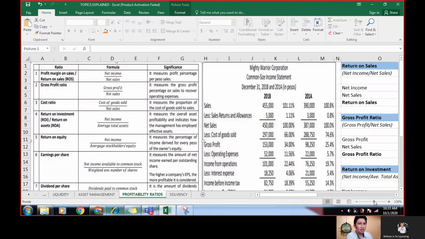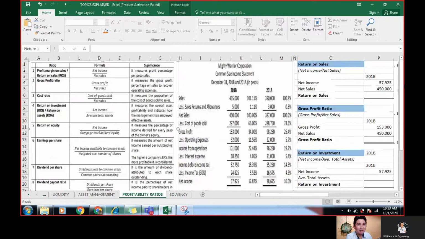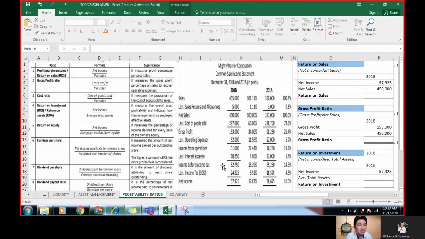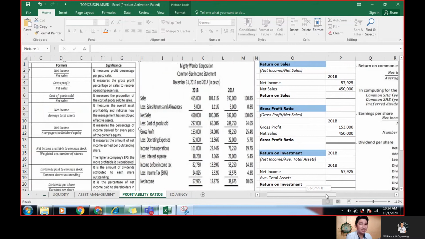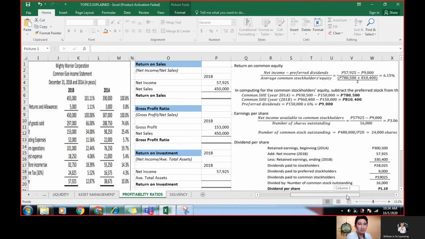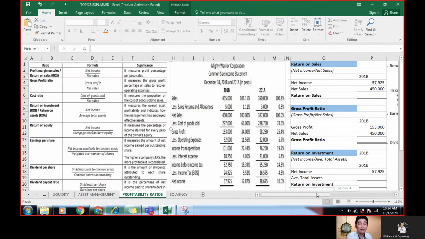To deeply understand those formulas, let's have this as an example. As you can see, we have an income statement here, and this data will be used in solving the different formulas. Later we will also use it as a solution for the other formulas.